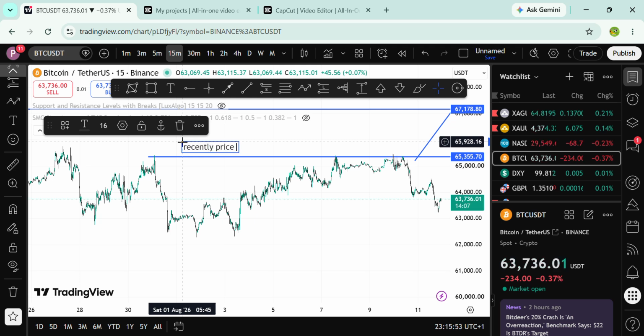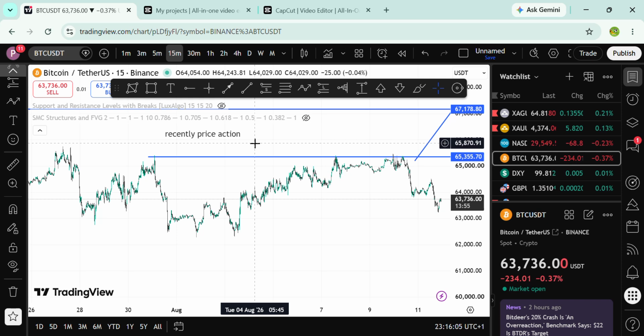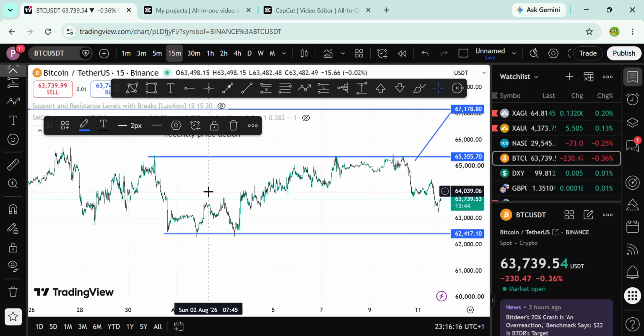Recent price action. What the market is doing recently is called recent price action. So the market is rejecting from this point here, which is our new resistance level on the 15 minutes time frame, and it's buying from this point here, which is our new support level on the 15 minutes time frame.